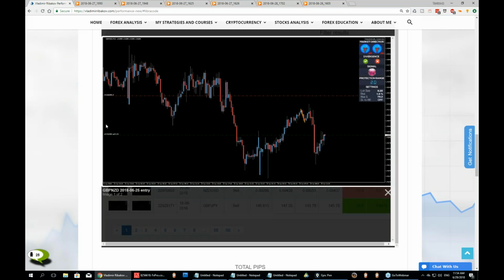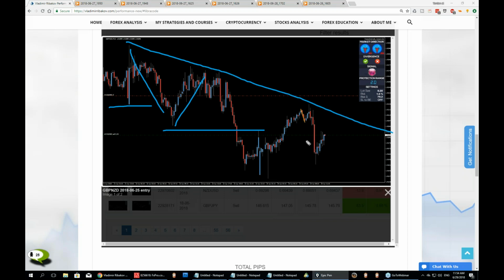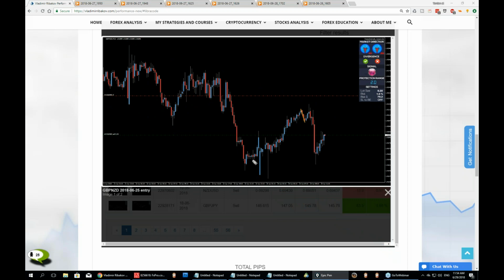Pound Kiwi losing one. Very simple idea once again. Move, breakout, another move after the correction. Well, the price starts to create some kind of momentum here, okay? Lower highs, lower lows being formed, breakouts, etc., etc.